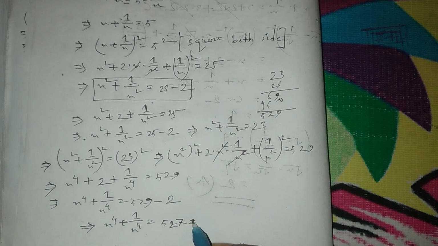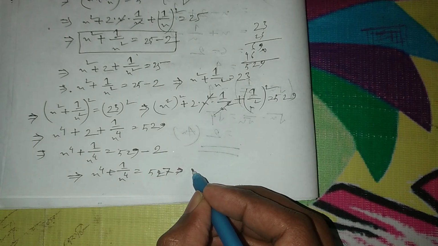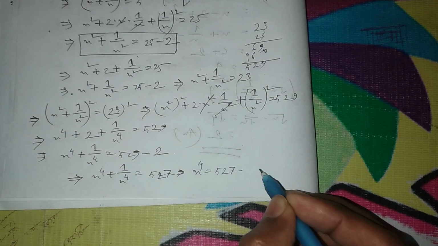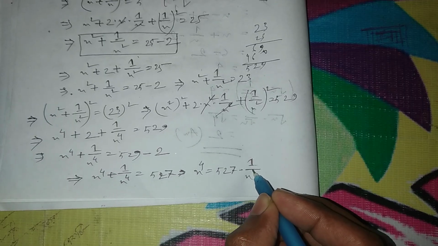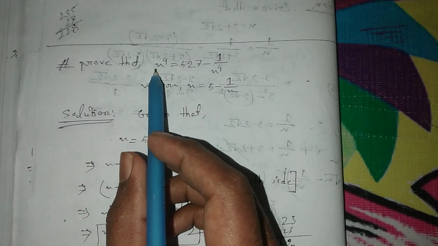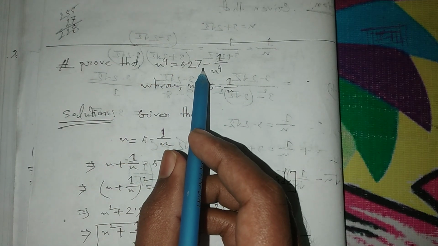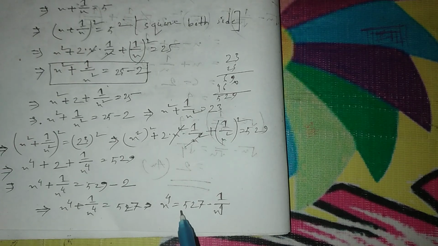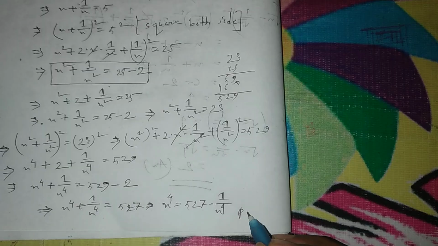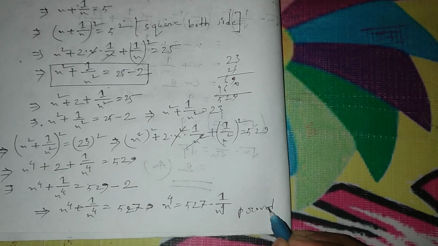Now x to the power 4 is equal to 527 minus 1 by x to the power 4, and this is the solution. Proved: x to the power 4 is equal to 527 minus 1 by x to the power 4. Proved.